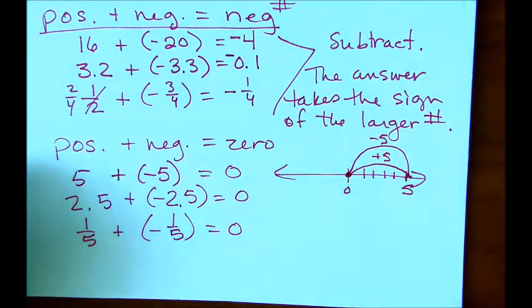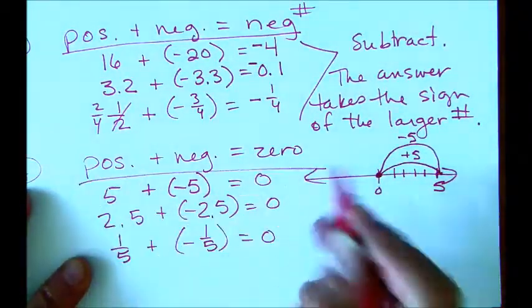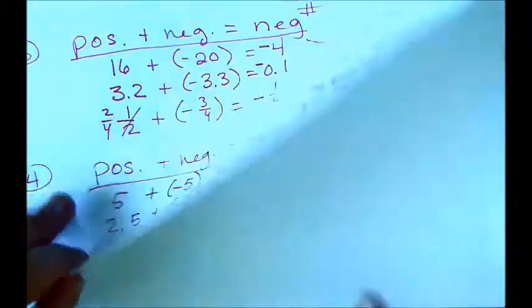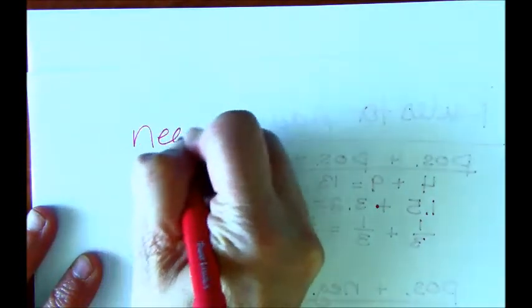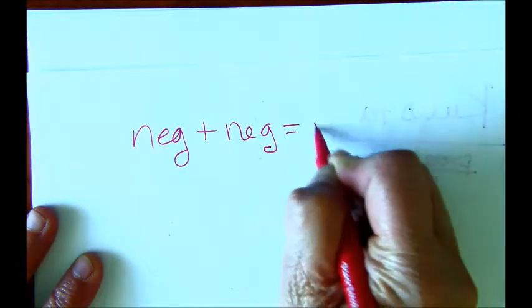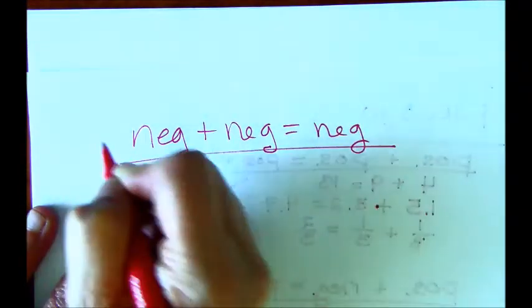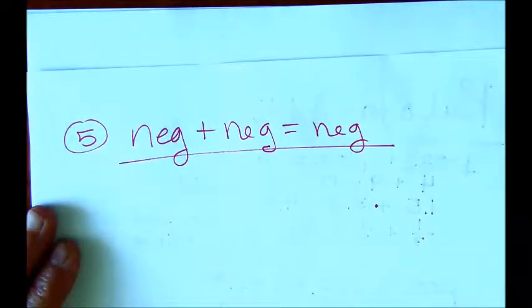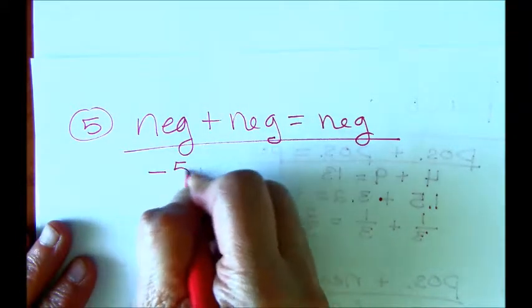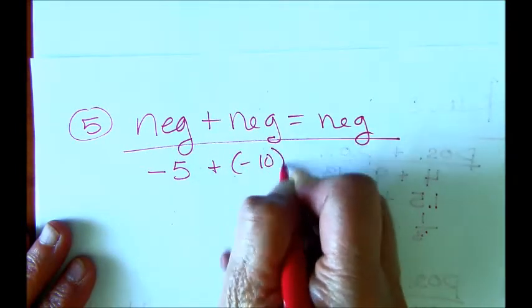Now, there is one other situation, and that's when you have two negatives. And when you are adding two negatives, your answer is going to be a negative. So let me write it this way. Negative plus a negative equals a negative. And that's number 5. Okay, so some examples. Let's say we've got negative 5 plus negative 10.